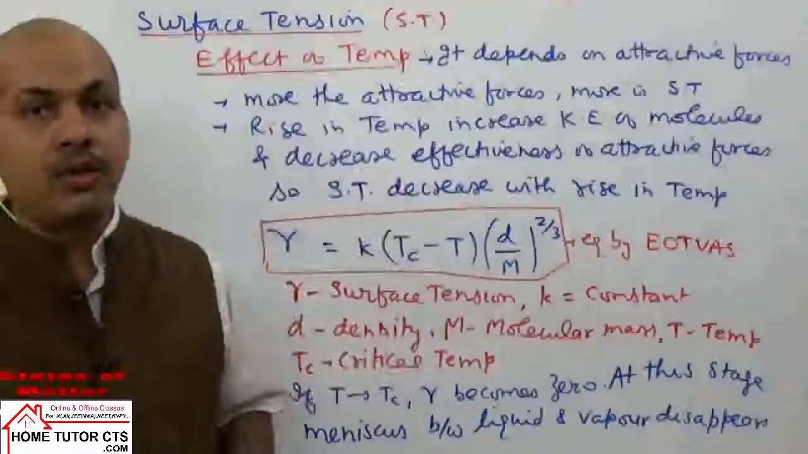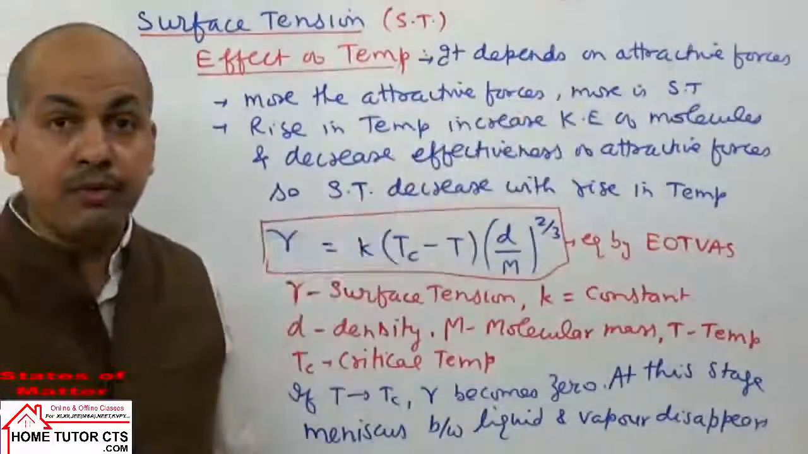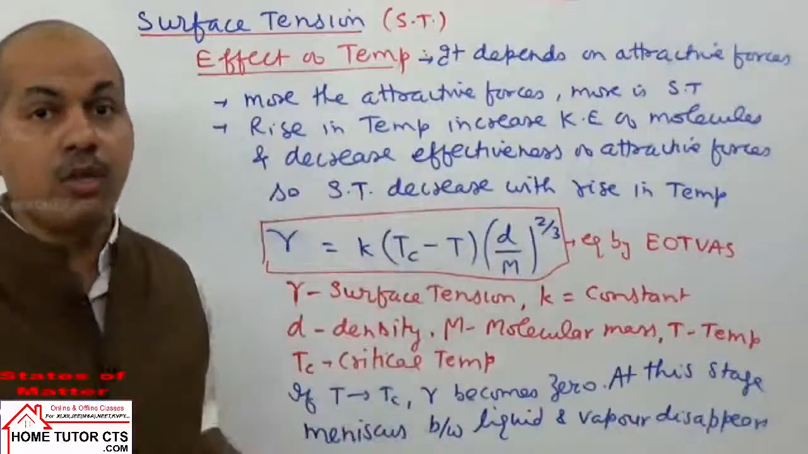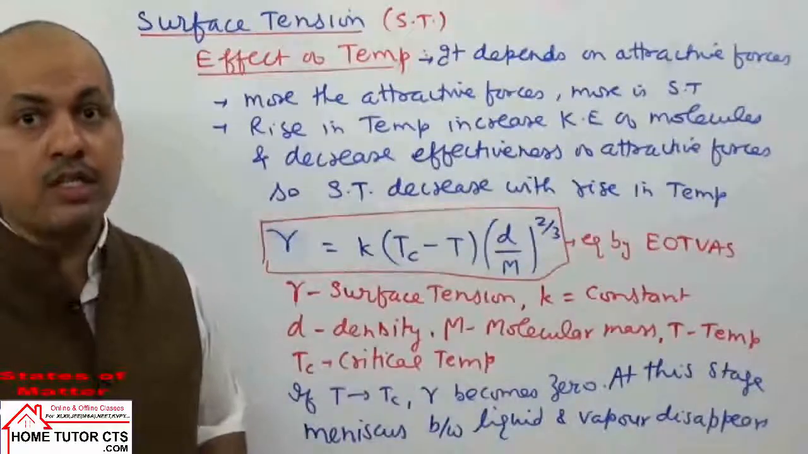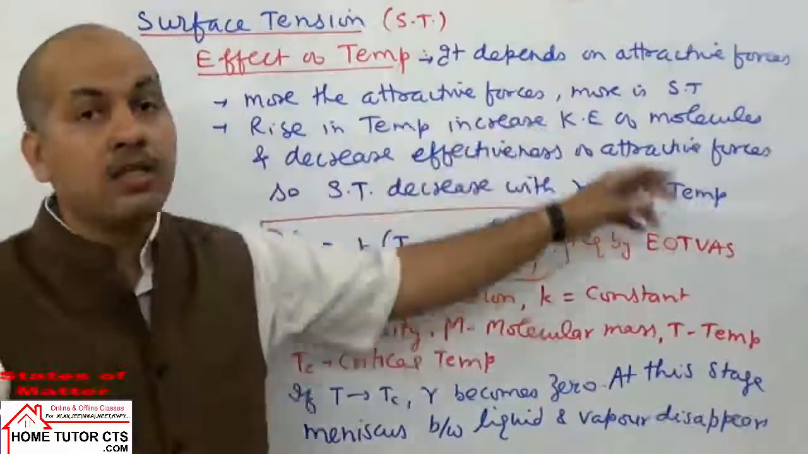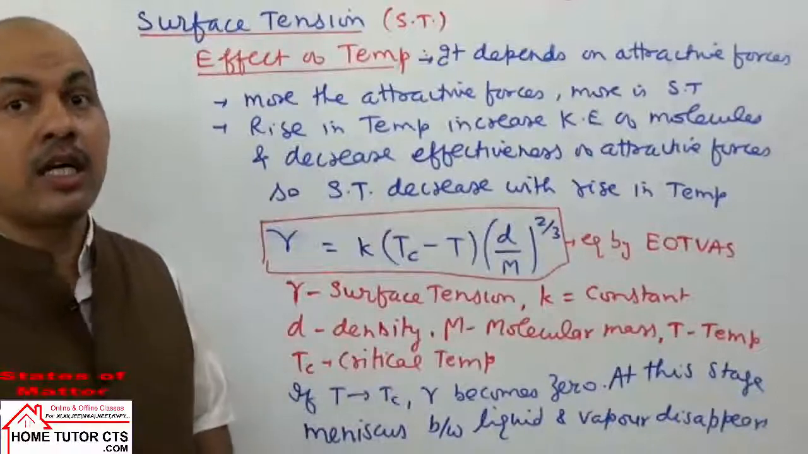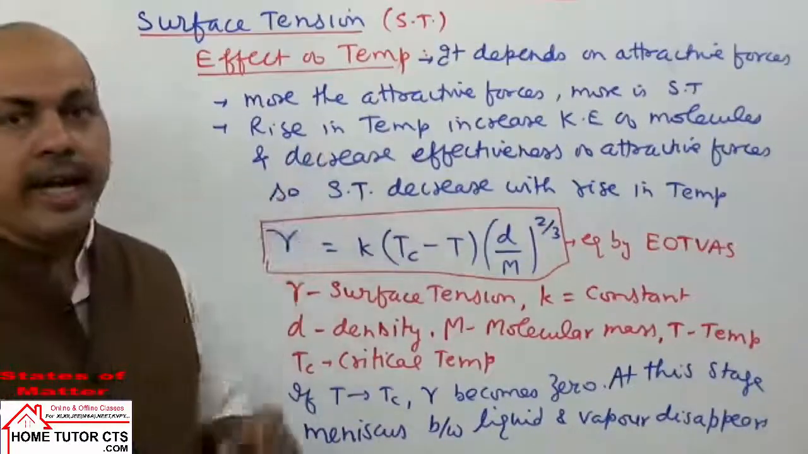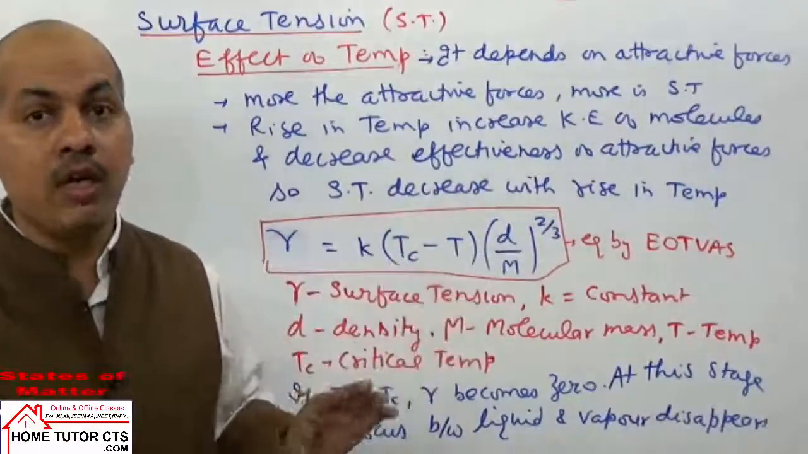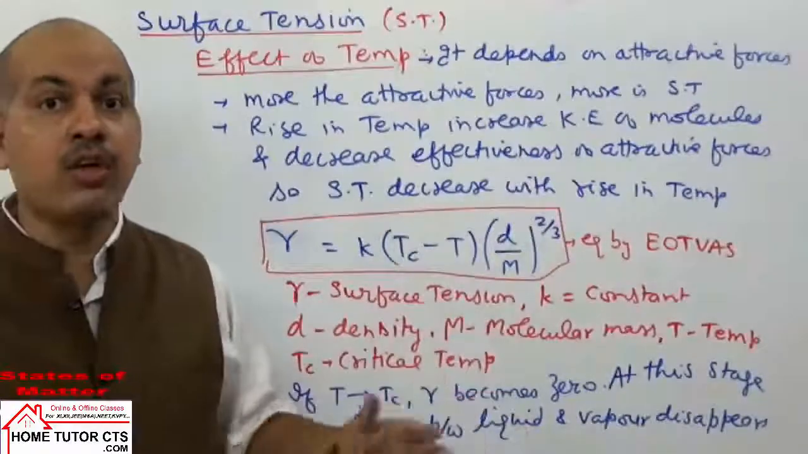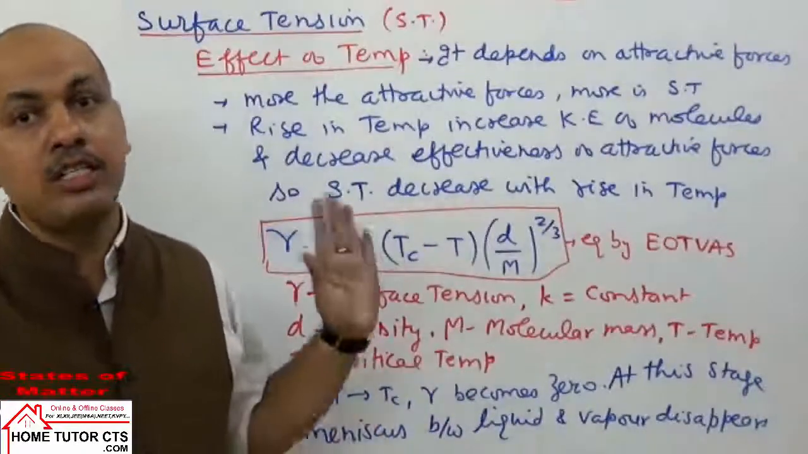Now we can take the factors affecting surface tension. One is the effect of temperature. It depends on the attractive forces among the liquid molecules. What is the effect here? The greater the attraction forces among the molecules, the greater the surface tension. Now what happens with rising temperature? There is an increase in the kinetic energy of the molecules, and it decreases the effectiveness of the intermolecular attractive forces existing among the liquid molecules. Therefore, surface tension decreases with rising temperature.